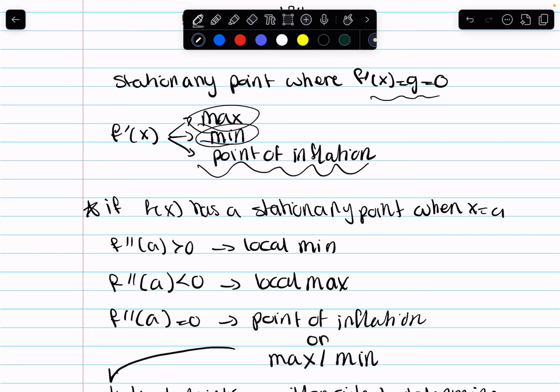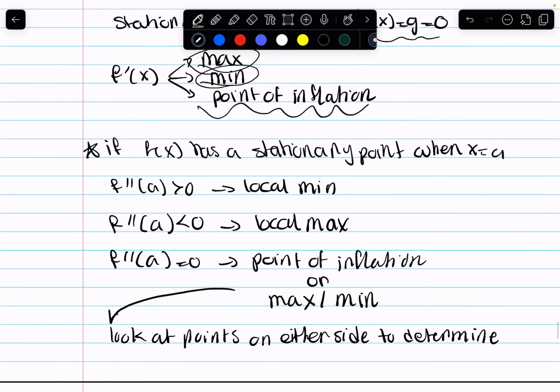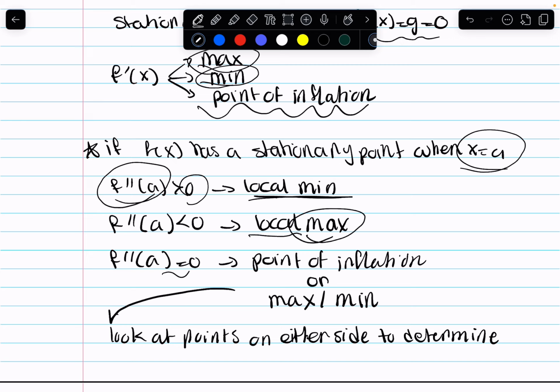point of inflection. If f of x has a stationary point when x equals a, and if the gradient of the gradient, f double prime of a, is more than 0, then it's a local minimum. If it is less than 0, then it's a maximum, and if it equals 0, then it could be a point of inflection, maximum point, or minimum point.